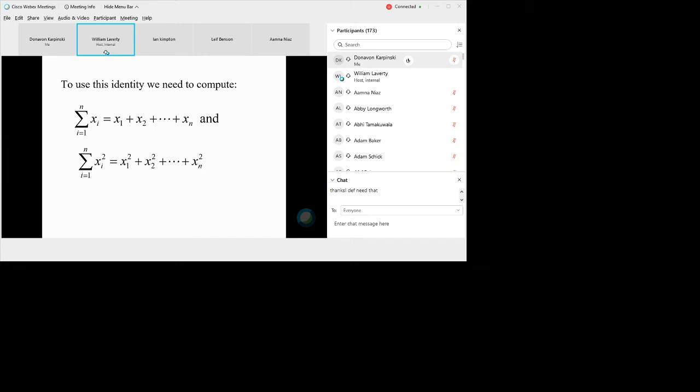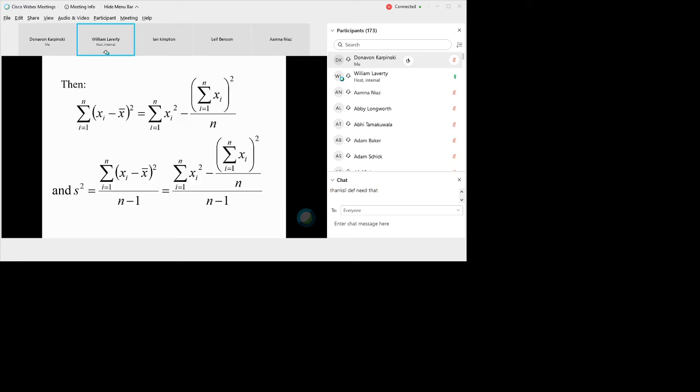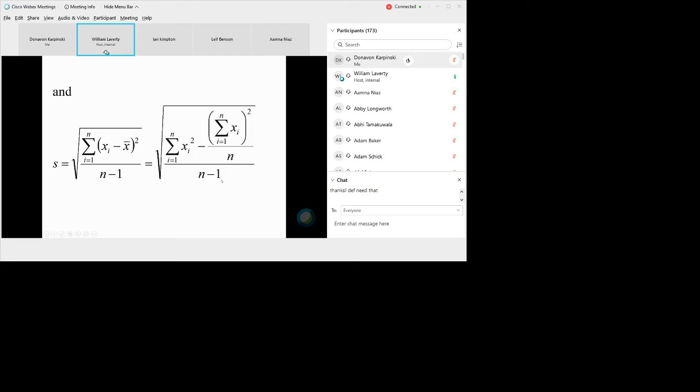So to use this identity, you compute the sum of the xi's, you compute sum of the xi's squared, square each xi, and then use those numbers to compute the left-hand side using the right-hand side formula. To get s squared, I divide by n minus 1. So this is the computing formula for s squared. There's the computing formula for s.